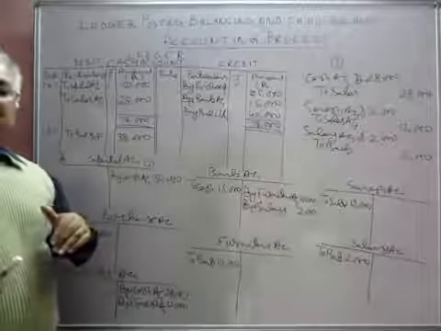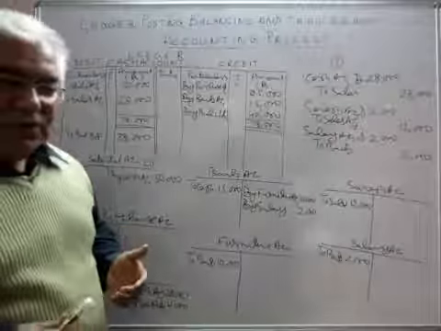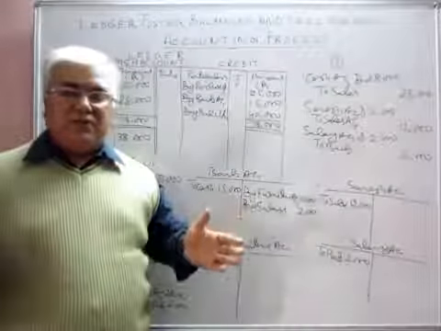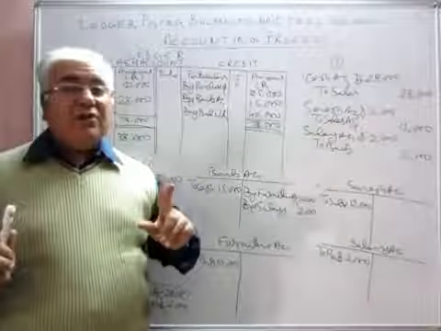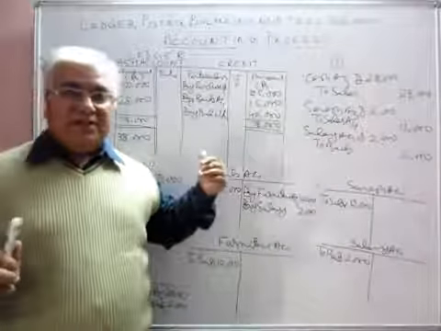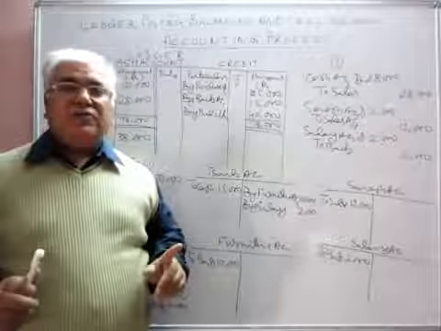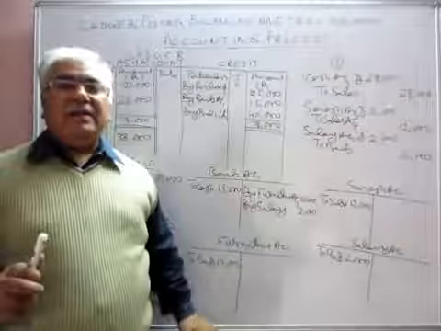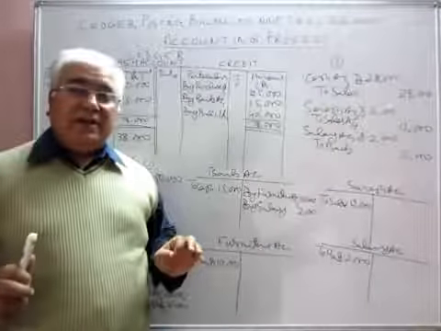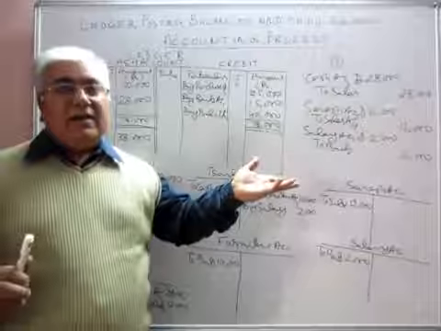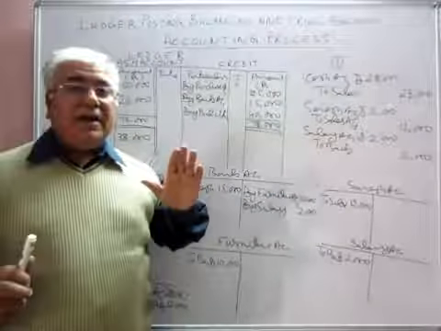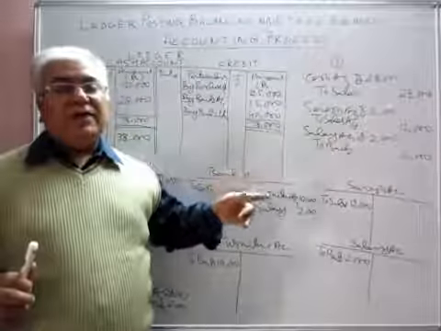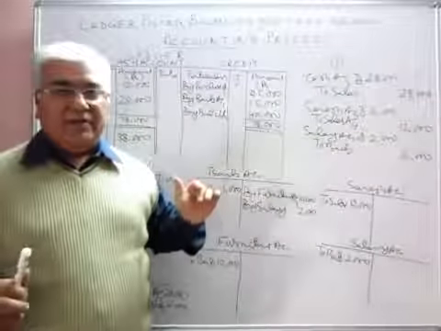Let us now prepare the trial balance. Okay. Now what is a trial balance? Trial balance is basically a list of all those accounts which are in our ledger. All those accounts which have debit balance are put on one side of the trial balance, and all those which have credit balance are put on the other side. And if we have not committed any arithmetical mistake, then the total of both sides of the trial balance should tally.